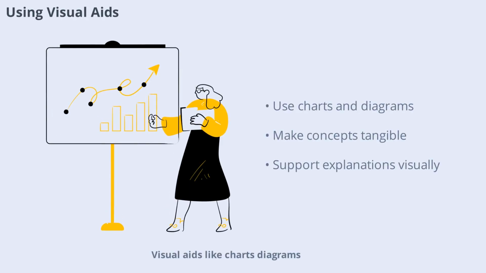Visual aids like charts, diagrams, and infographics can make fintech concepts much easier to understand. A well-designed visual can illustrate how a blockchain works or how digital payments are processed. When you use visuals, you help your audience see the connections between ideas, making abstract concepts more concrete.